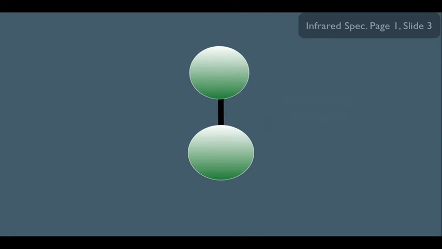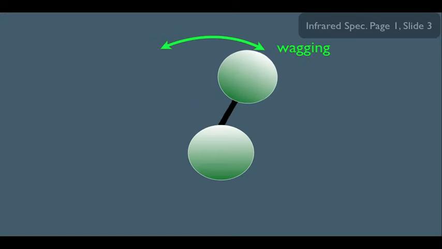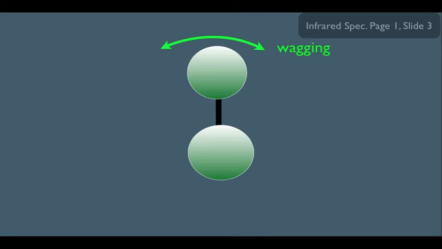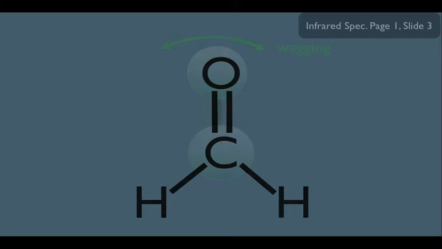But that's not the only thing this carbonyl can do. It can actually do something like this, move back and forth like this. In organic chemistry, we call that wagging. Kind of like the tail of a dog. So this is the reality of the carbonyl group in formaldehyde. What we've seen is that it can stretch or have what's called a stretching vibration.